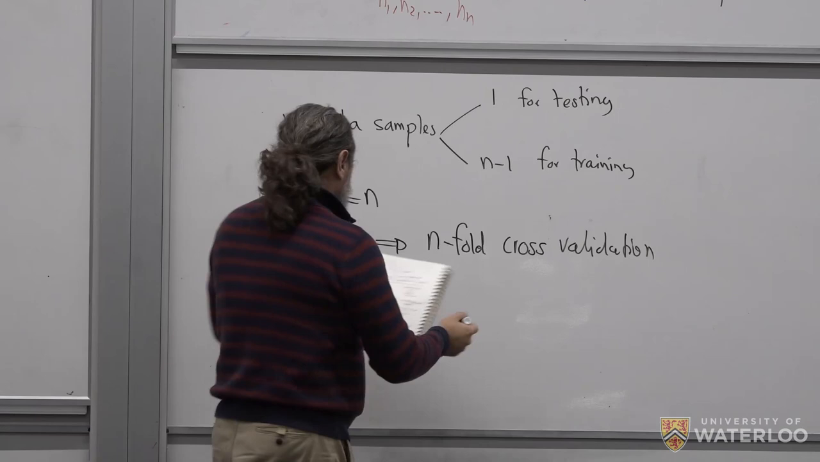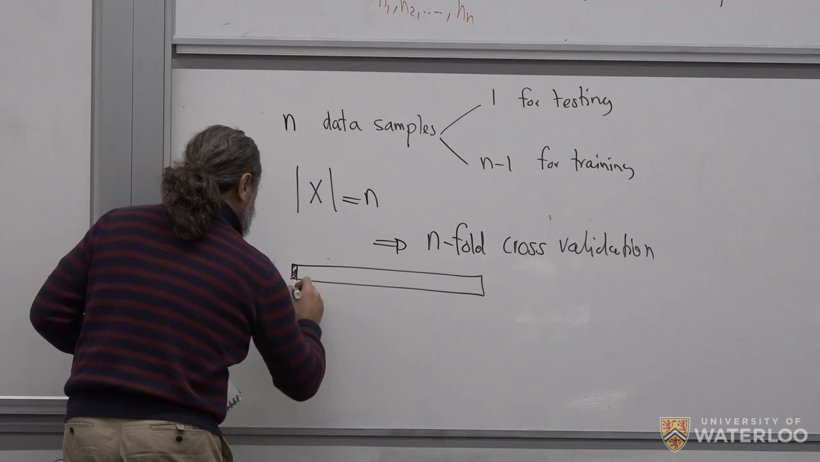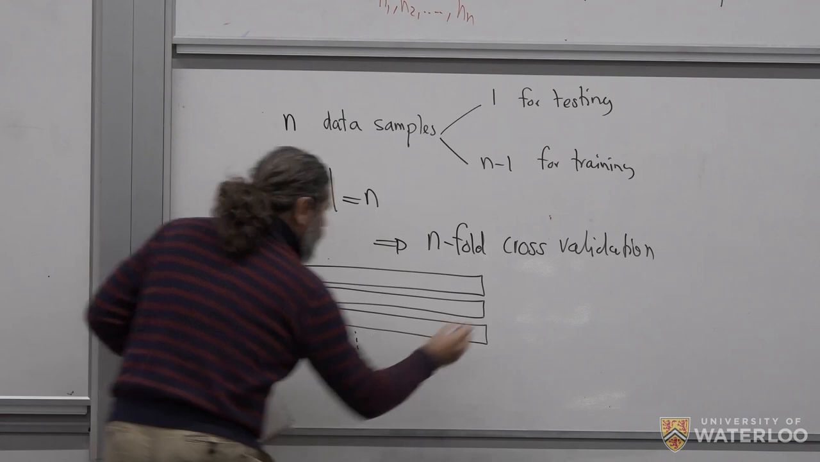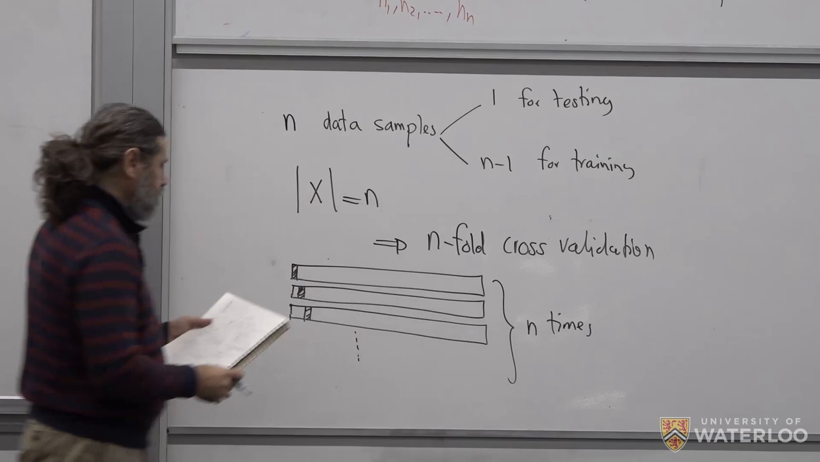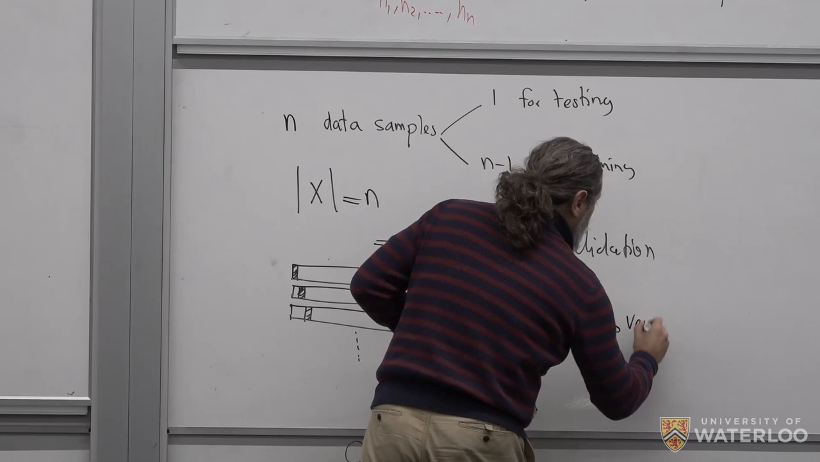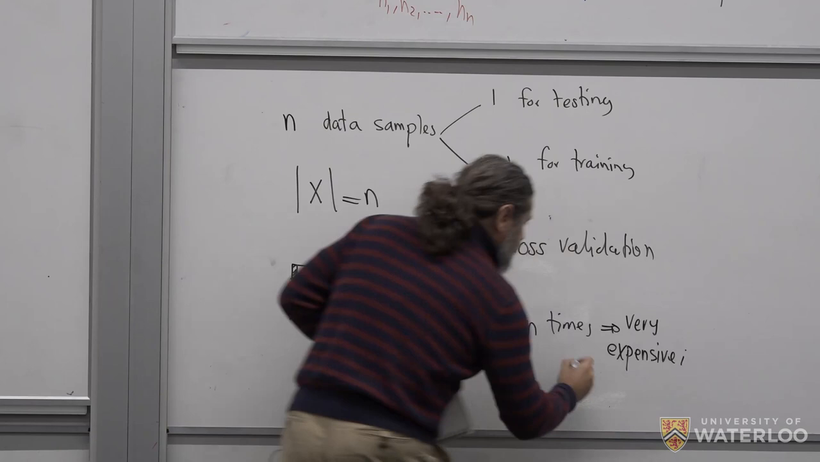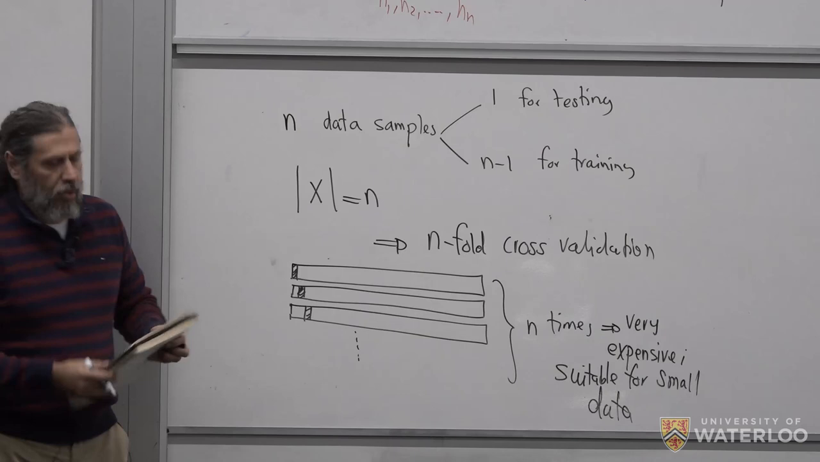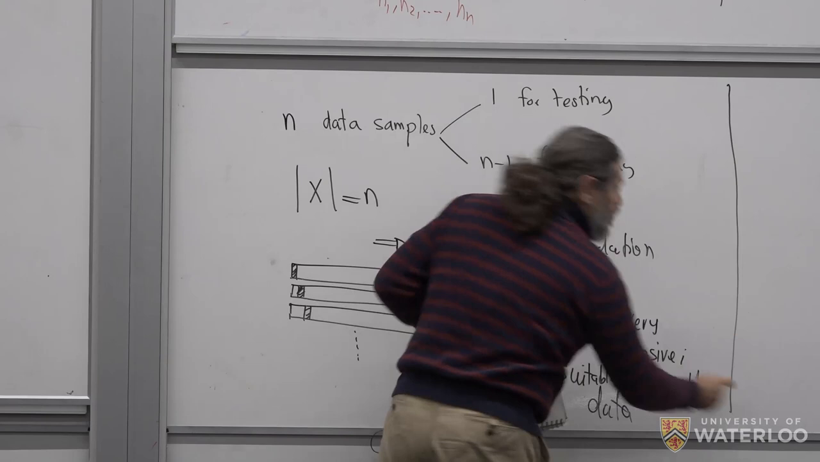Because again, what do you have here? You grab this one, if this is just one, and then you grab this one, and you grab this one, and so on. So you do that n times. So very expensive. Hence, suitable for small data. Not a good idea for big data. If I have big data, again, random sampling is our best friend.